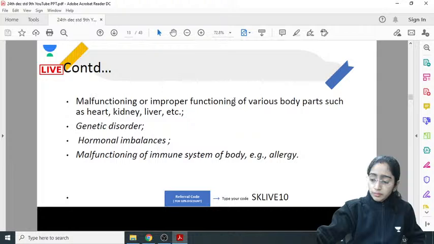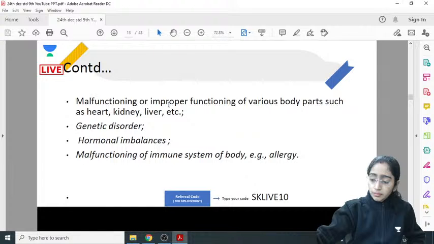Malfunctioning or improper functioning of various body parts such as the heart, kidney, liver, etc. Genetic disorders can be there, which exist within the body. Aman, great. Amit, good. Yeah, it is one of the causes, beta. I'll be talking about different causes: airborne, waterborne, vector, sexually transmitted. All those we will be dealing with one by one.